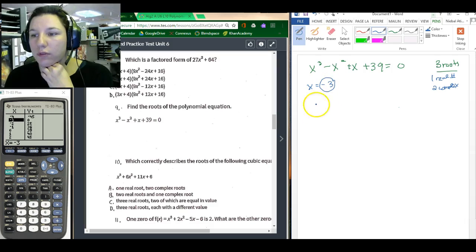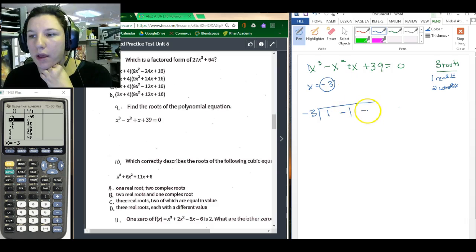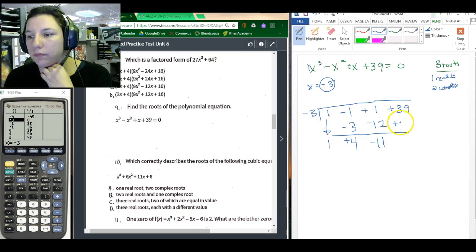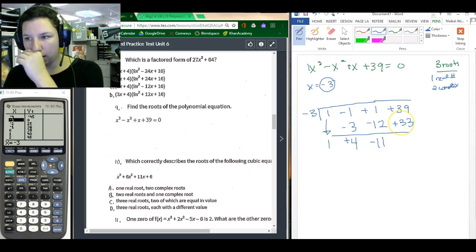So we're going to use synthetic division using this -3 that we just found. We have a 1x cubed, a -1x squared, a +1 for the x, and a +39. Bring down the first number and then multiply. Bring those down and then multiply by that -3 again. Combine those, right? -12 plus 1. And then multiply. And then bring those down.